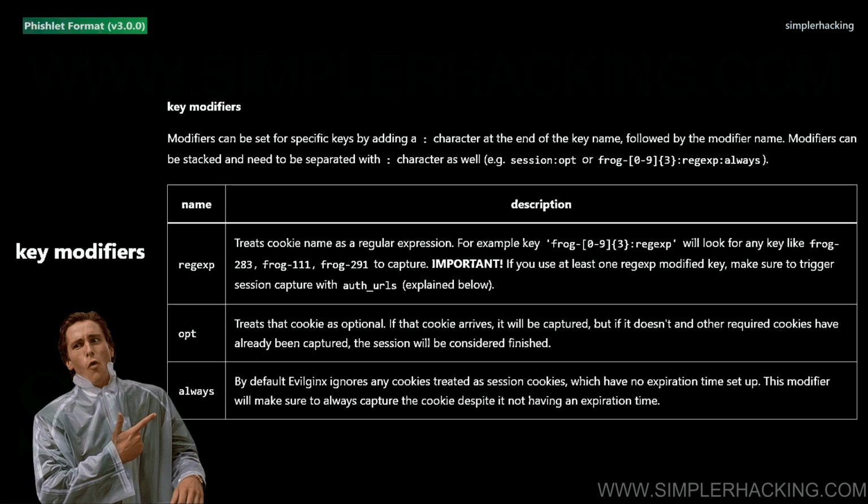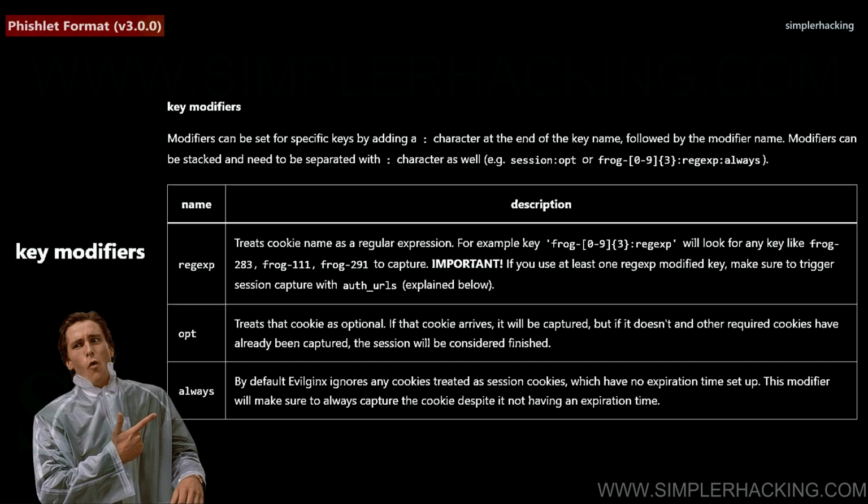These modifiers are added to the end of a cookie key using a colon, and you can stack multiple modifiers by separating them with colons. The first modifier allows you to treat a cookie name as a regular expression. For example, you can match any cookie name that's a specific pattern. This is particularly useful for dynamic keys that change frequently.